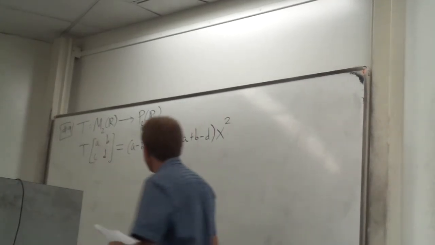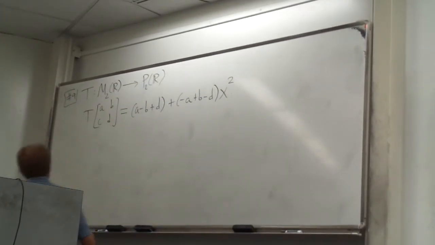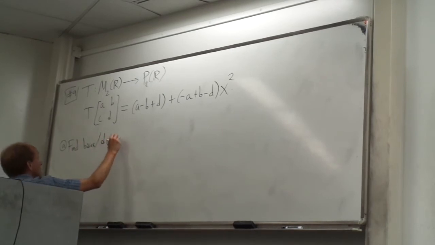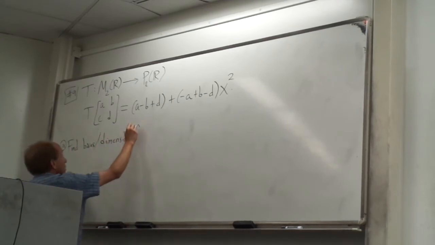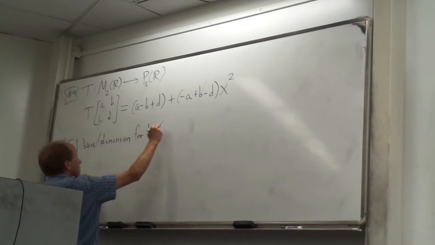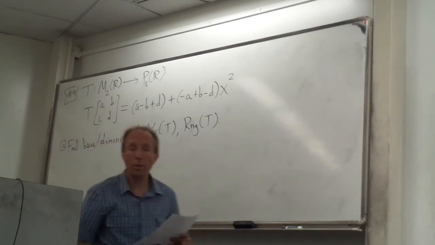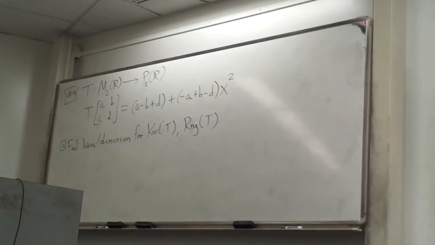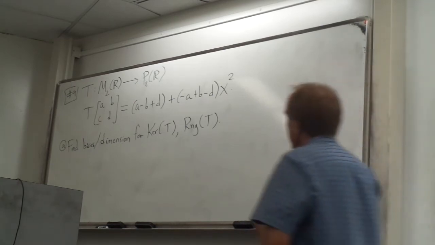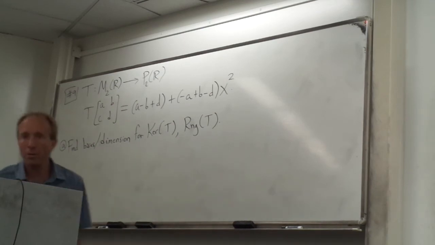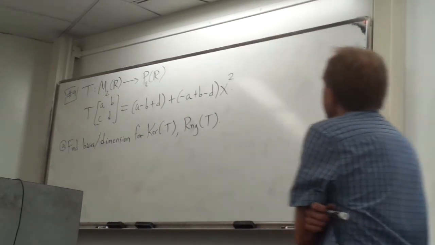And then the question is, part A, find bases and dimension for the kernel of T and the range of T. This is like a standard problem, standard example. And then the second part of the problem is just going to be, is it one-to-one, onto, both, or neither? We'll come back to that in a minute.